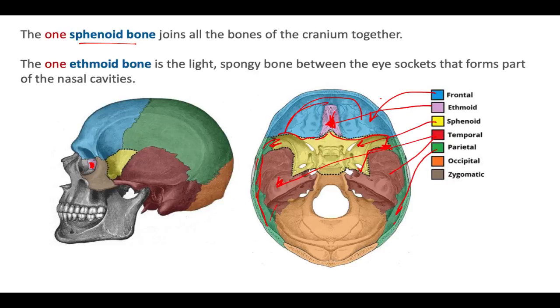That is also the connection point where the sphenoid bone connects to it as well. And I think this is our occipital bone right here, so that's also connecting to it. So the sphenoid bone joins all the bones of the cranium together. Then the ethmoid bone, which is this pinkish color, is the light spongy bone between the eye sockets that forms part of the nasal cavities.